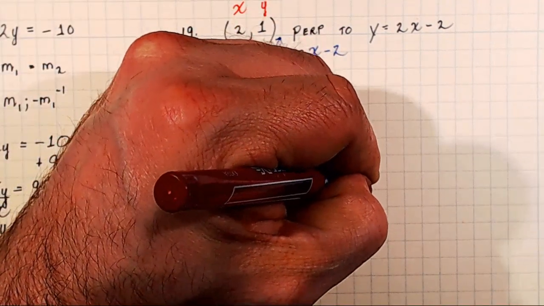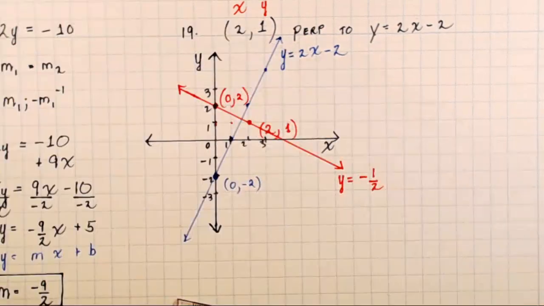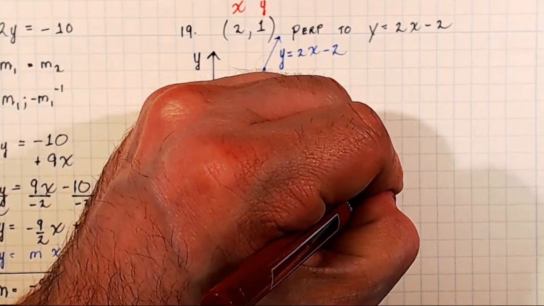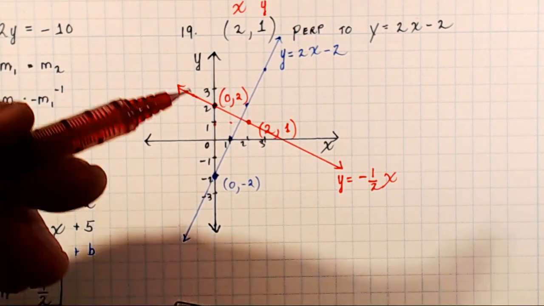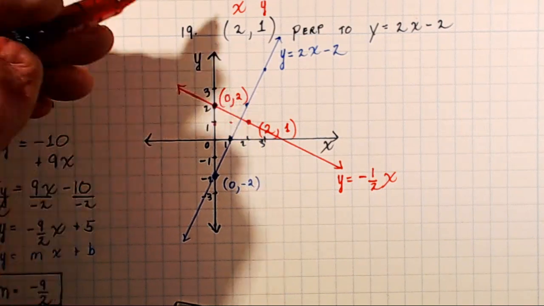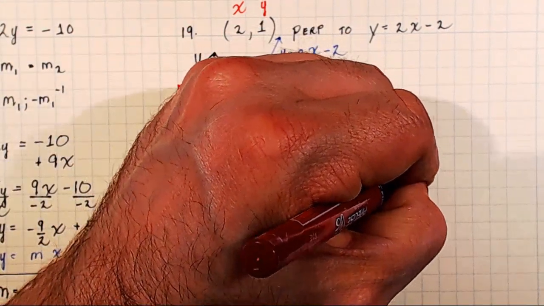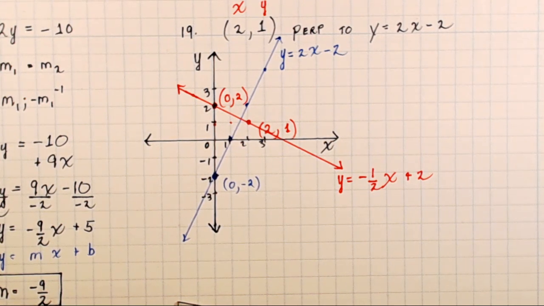So it appears that y equals negative 1/2 x, and then remember, it's y equals mx plus b, so the y-intercept of my perpendicular line appears to be 2, so plus 2. I think that's the equation I'm looking for, but I'm going to figure it out algebraically.